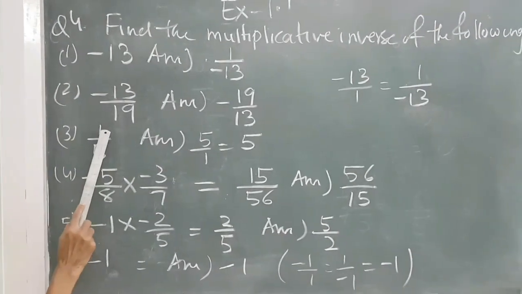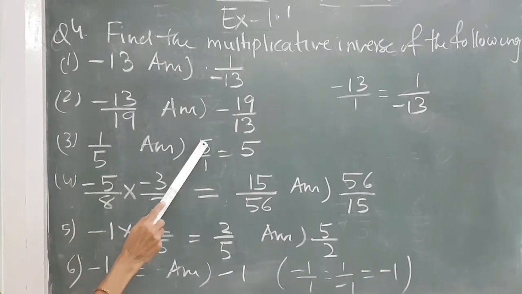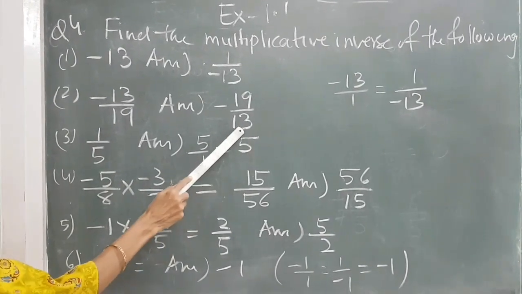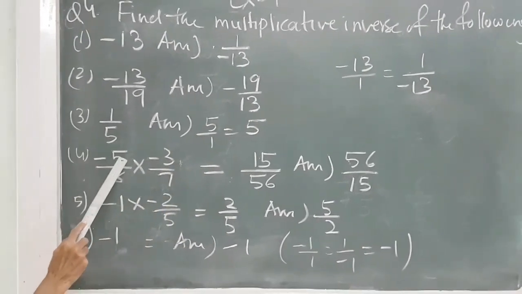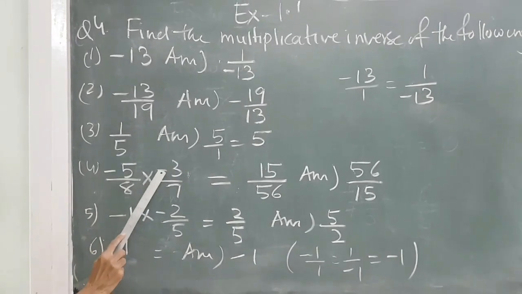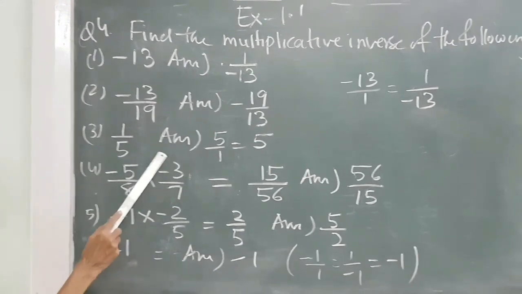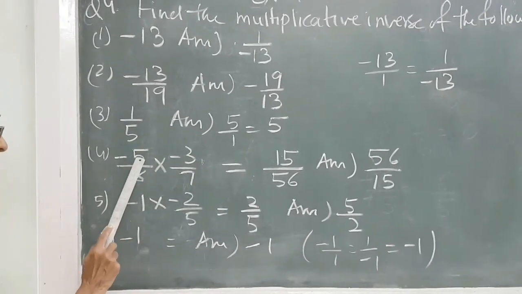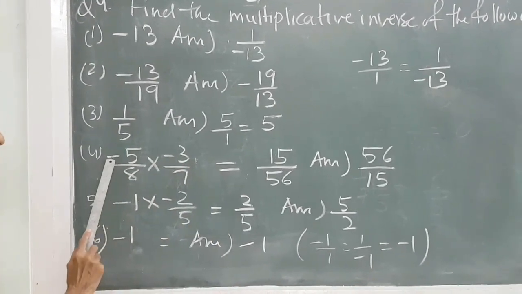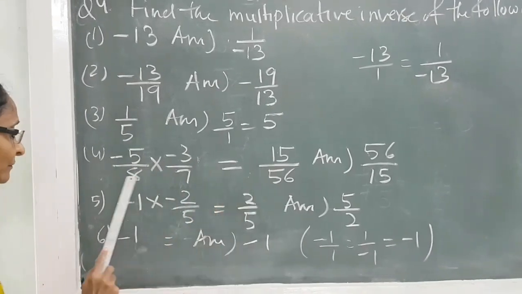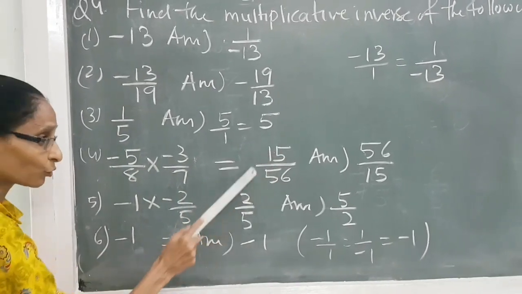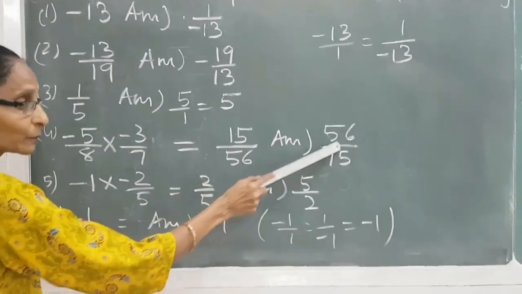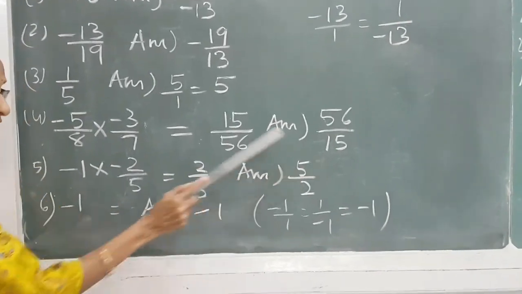Now the third one. 1 upon 5. So it will be 5 upon 1. 5 upon 1 is what? 5. So our answer will be 5. Now question number 4 is minus 5 upon 8 multiply minus 3 upon 7. First we have to simplify this. That is, we are supposed to multiply. 5 3s are 15. Minus minus plus, clear? 8 sevens are 56. So our question is what? 15 upon 56 and the answer will be 56 upon 15.